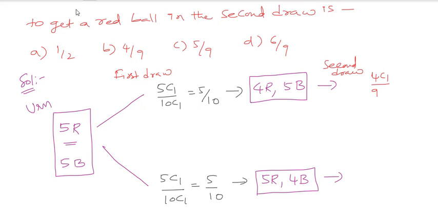4C1 divided by 9C1. Here also, red ball means 5C1 by 9C1 will be there. So what is the value of this one? Can you tell me what this value is? This value will be 4 divided by 9, and this value will be 5 divided by 9. So this is the criteria.